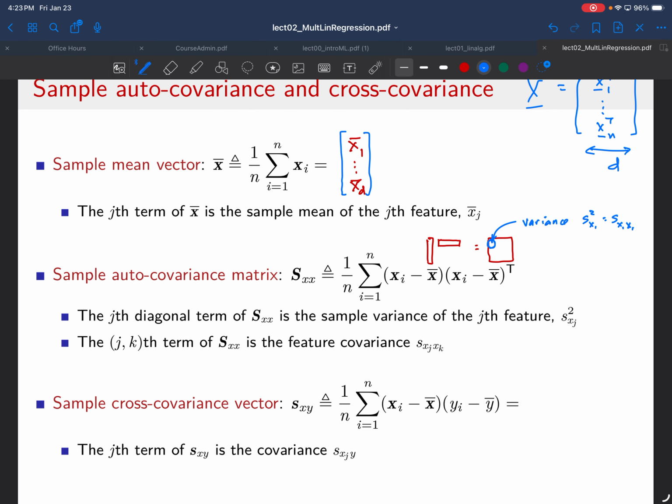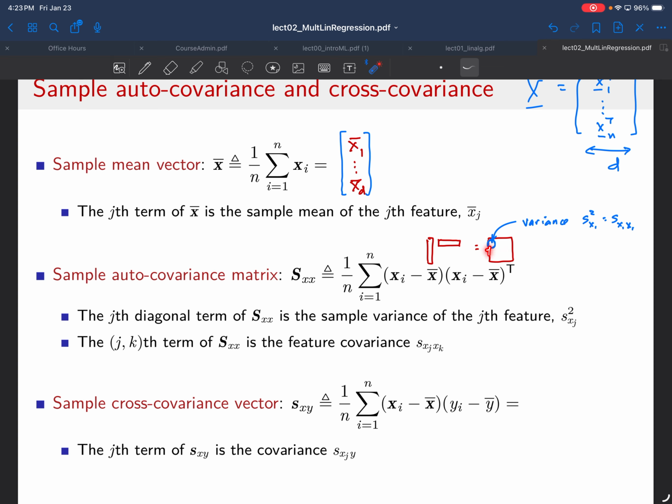Okay, so this is my point with the first bullet. The jth diagonal term is the sample variance of the jth feature. So here the first diagonal term is the sample variance of the first feature. But if you look at other elements along the diagonal, the same thing happens. So when we look inside this matrix, we have variances along the diagonal.